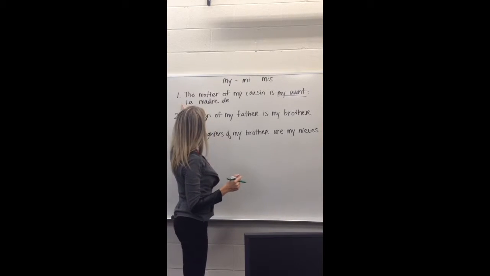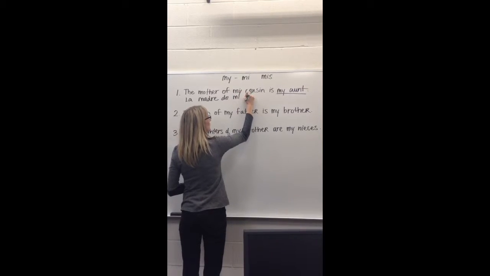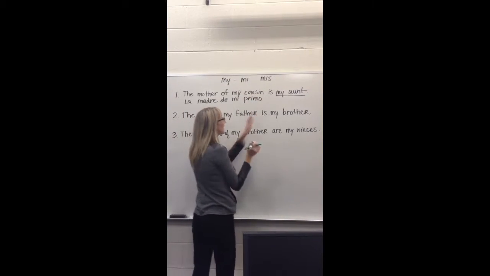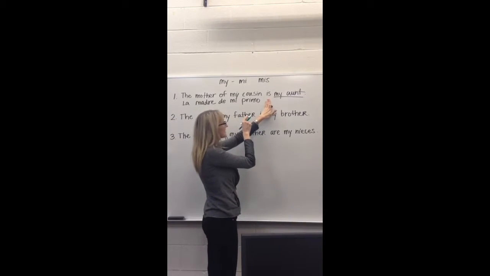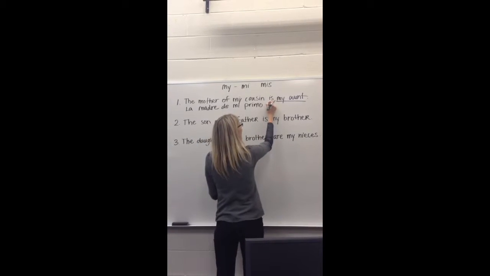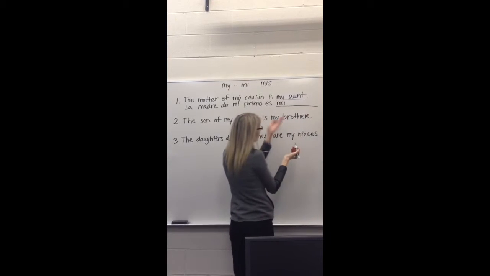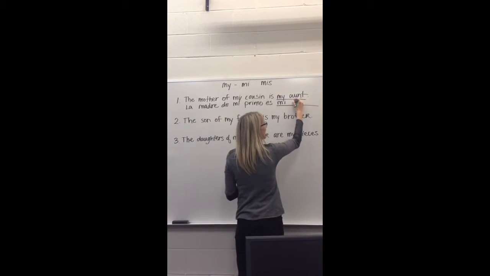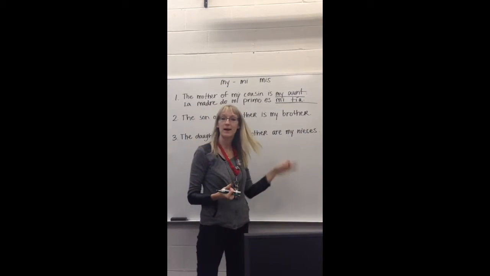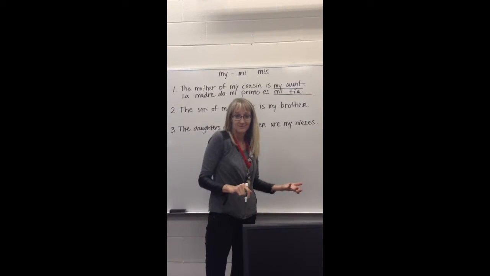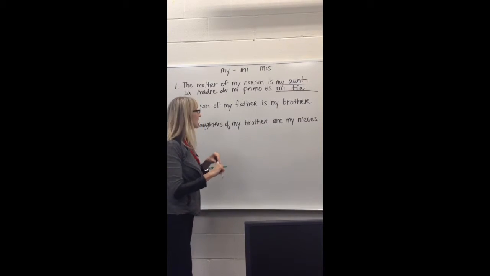This is why with Gustar, I was so picky about you including the accent, because mi without the accent means my. So, the mother of my cousin, so mi primo, my cousin, is, now you have to ask yourself, we're talking about one person, so it's going to be es, mi, and then you would have to figure out what this last part is. Es mi tía. The mother of my cousin is my aunt. It's like defining the family members almost.